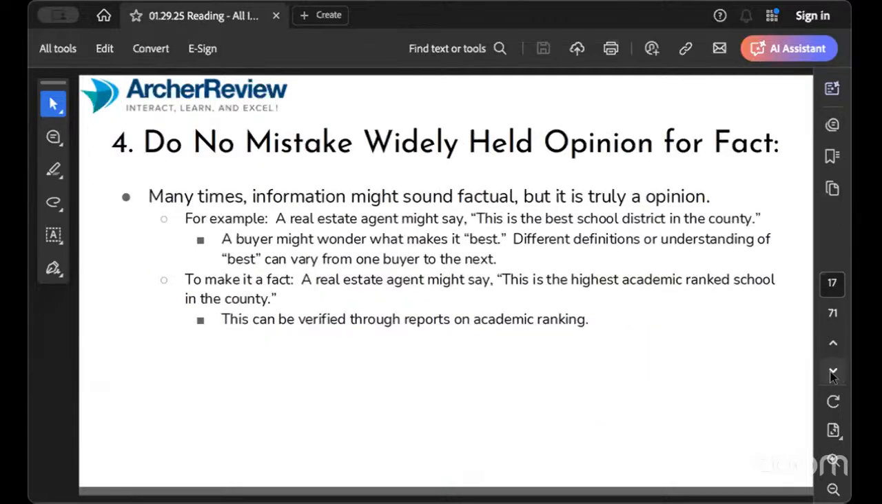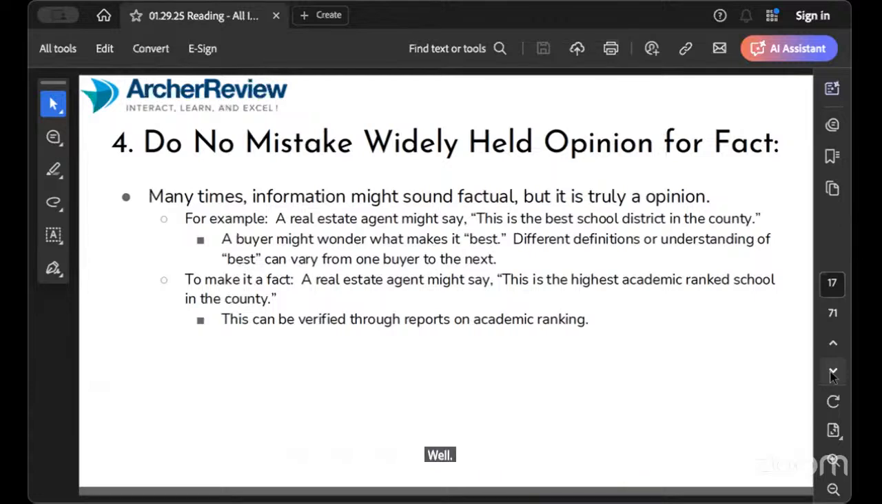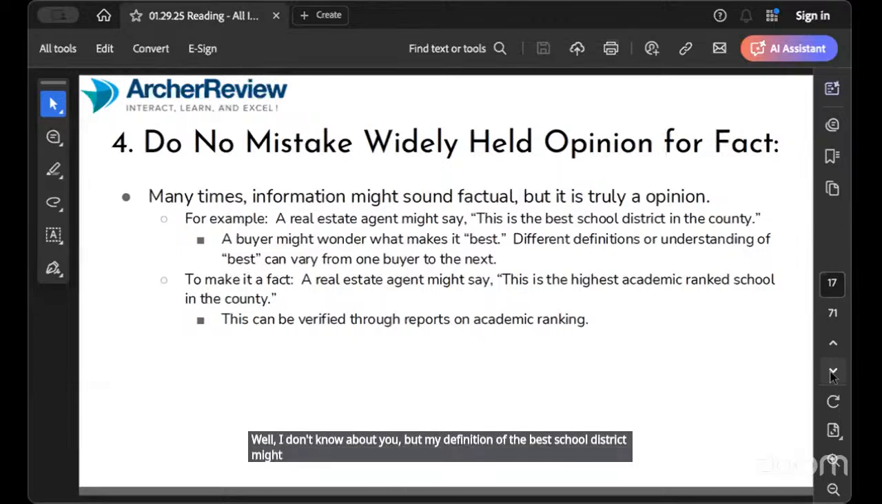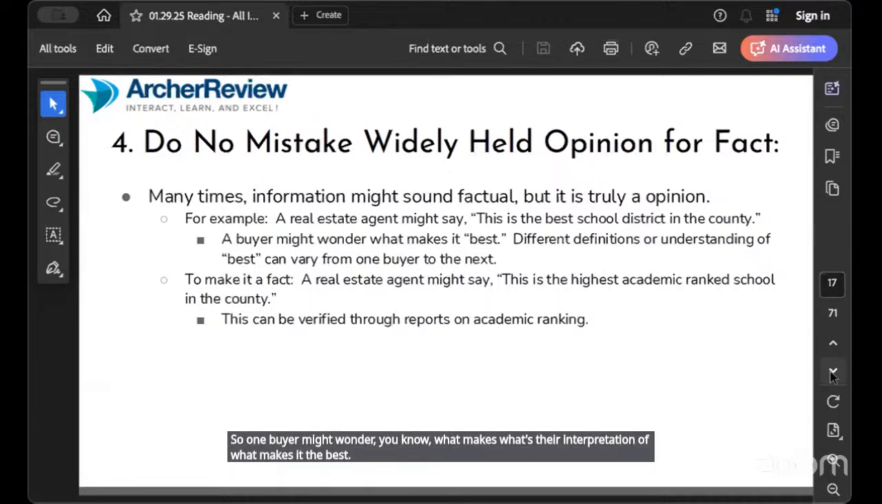Now, be careful that you do not mistake a widely held opinion for a fact. Okay, this is one that will trip people up, especially on test questions. So, for example, if you have a real estate agent who's showing you a house and they say, oh, this is the best school district in the county. Well, I don't know about you, but my definition of the best school district might differ from my friend's definition of the best school district, you know? So one buyer might wonder, what's their interpretation of what makes it the best.